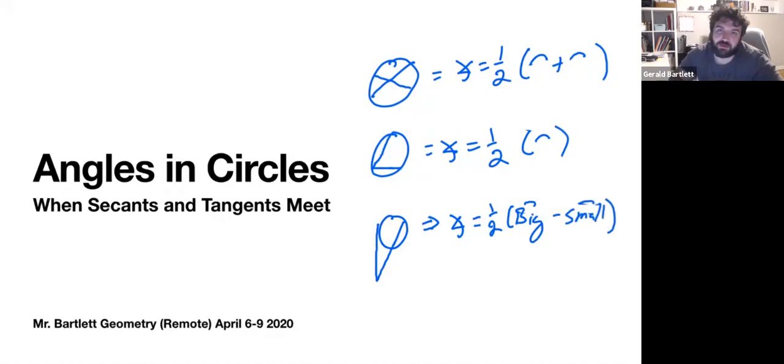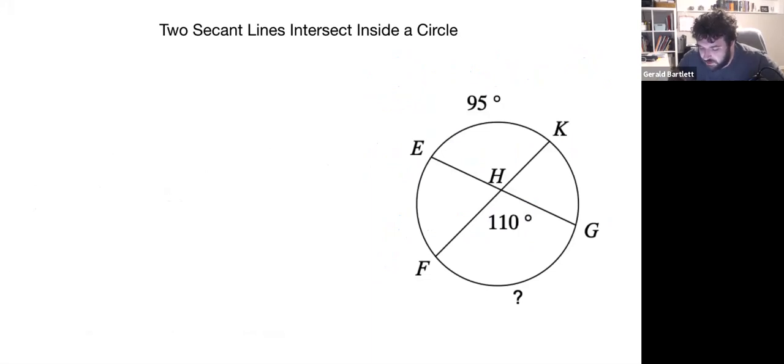And I'm going to walk you guys through several examples of how that works, and we'll take a look and see how this all shapes out. So first off, this is what we call when two secant lines intersect inside a circle. I'm going to give you guys one example on each of these. So this is going to be probably a slightly longer video than you're used to seeing from me.